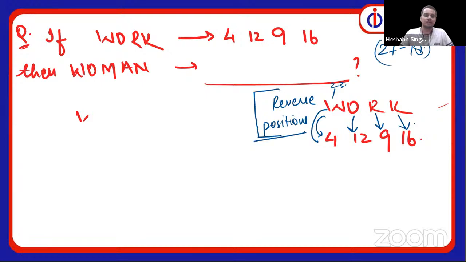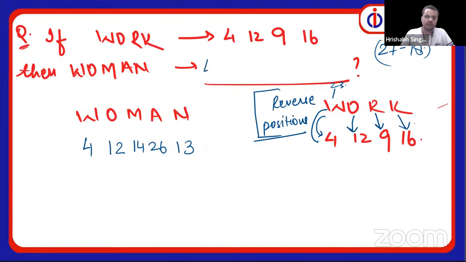reverse positions. Let's talk about woman then. If we are talking about reverse position: W's reverse is 4, O's reverse is 12, M's reverse is 14, A's reverse is 26, N's reverse is 13. So what pattern was formed? 4, 12, 14, 26 and 13.